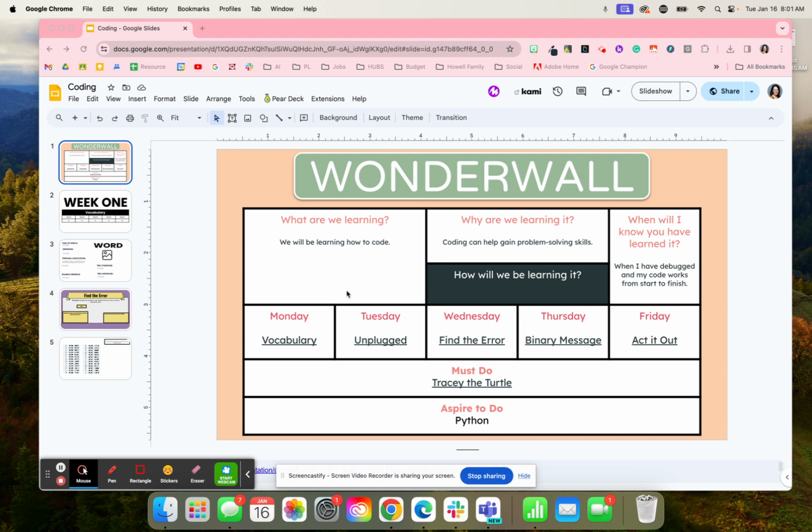So Monday, Tuesday, Wednesday, Thursday, and Friday are all laid out for the students. And then there are some must-do and some aspire-to-do activities. So again, students are going to come in, and every weekday is a little bit different on what activity they're going to do to learn and grow their vocabulary and learn about coding. And then they're actually going to get into coding with these must-do and aspire-to-do activities.